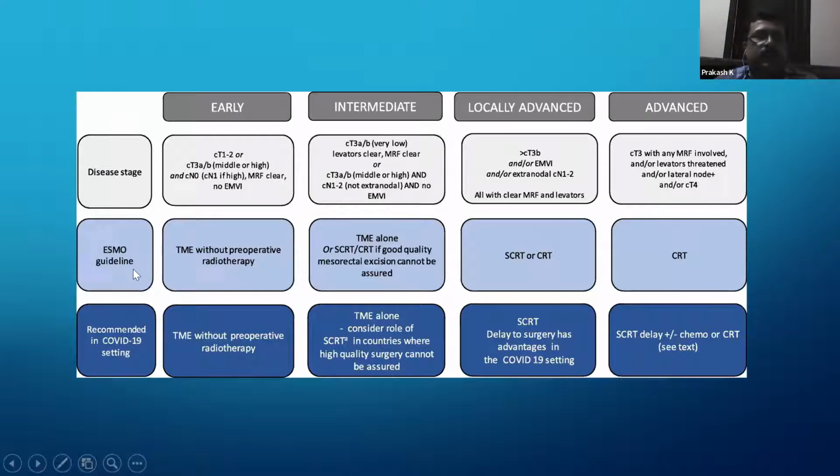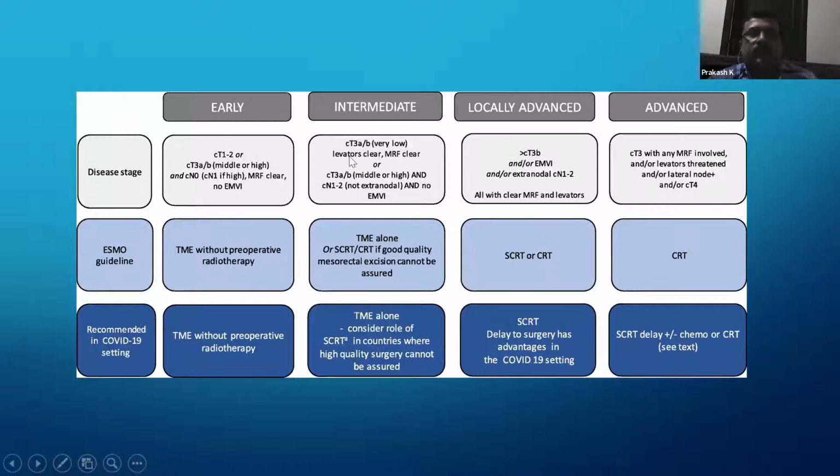So there is something called ESMO or European guidelines, which select the patients into T1, T2, T3, and within the T3 you have T3A, T3B, and T3C. And depending upon that, you can tailor down your treatment for the therapy. This is largely agreed upon in most of the papers, most of the groups now. So if you have a T1 or T2 disease, or an early T3A mid-high tumor, when the mesorectal fascia is clear and there's no EMVI, you can select this patient for direct surgery without preoperative chemoradiation. That's very clear. There's no controversy here.